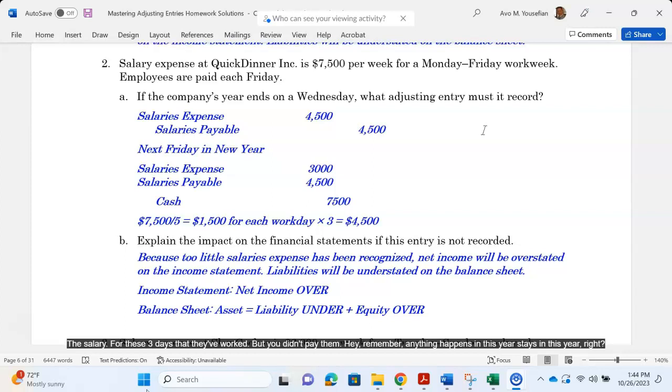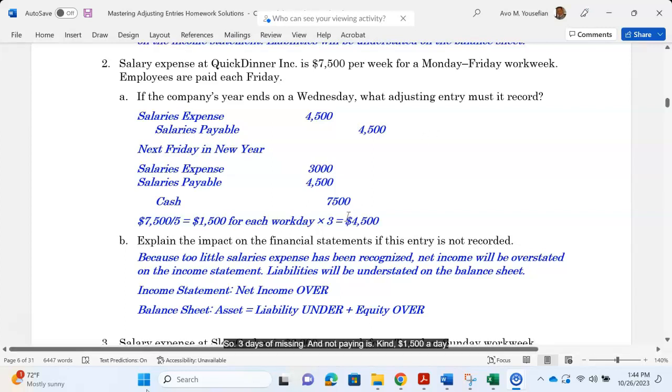Remember, anything that happens in this year stays in this year, right? So 3 days of not paying is times $1,500 a day. That's $4,500 of liability. So the company will recognize the expense under accrual basis. Expense will be debited to increase the expense, and liability will be credited to increase the liability.